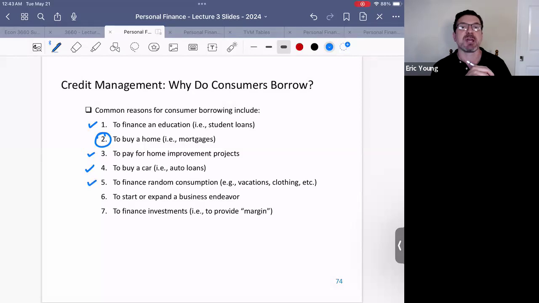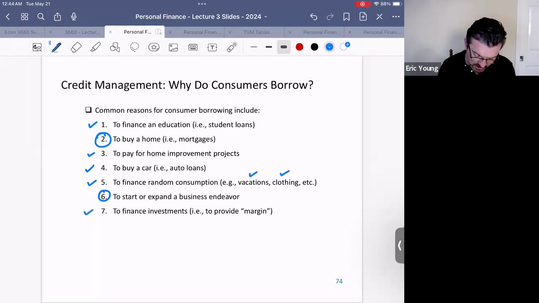Sometimes people will use debt to finance random consumption. They'll go into debt to take a vacation or to buy fancy clothing. This is definitely a bad idea, because then you're taking debt to purchase an asset that is rapidly depreciating, and you don't want to take on debt to buy depreciating assets. Some people will take on debt to start a business. It can be good if it works for you, but it's very dangerous.